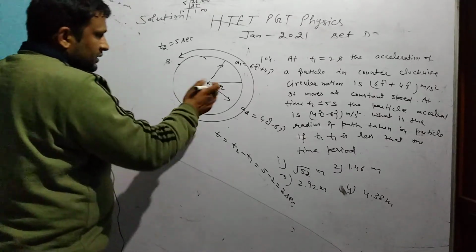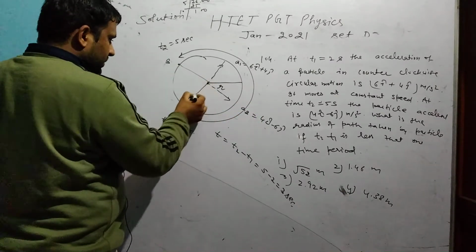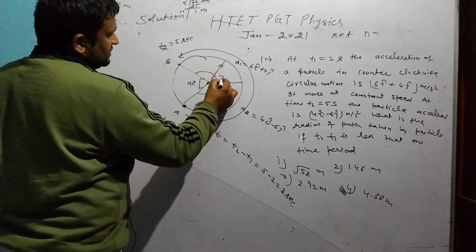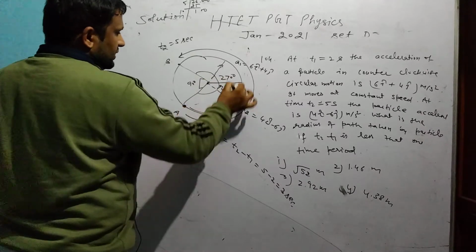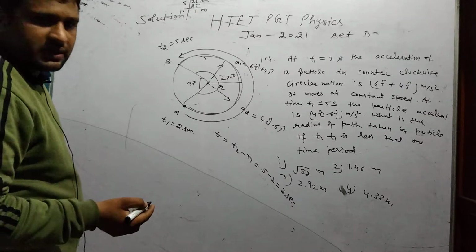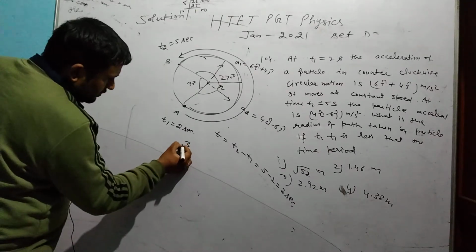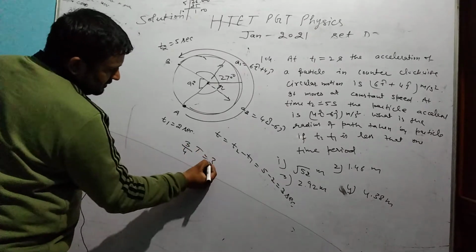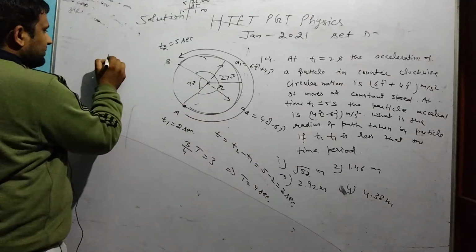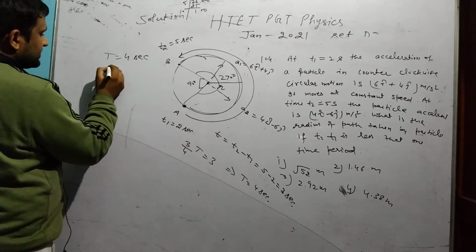Now these accelerations are perpendicular to each other, so these are also perpendicular to each other, and if this angle is 90, then this angle is 270. The part traveled by the particle is 3/4 of the total distance, and the time is also 3/4 of the total time. So 3/4 of the total time is 3 seconds. The total time will be 4 seconds to complete one circle. Radius is r.